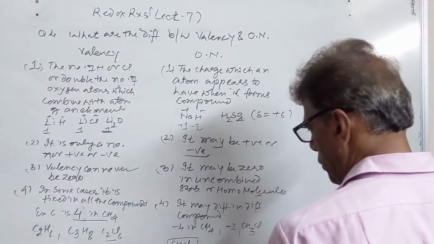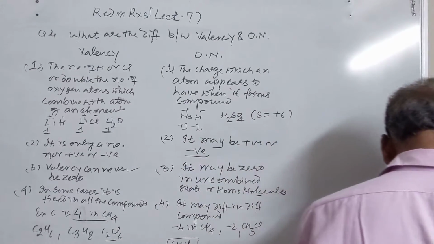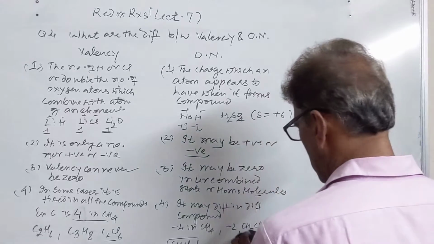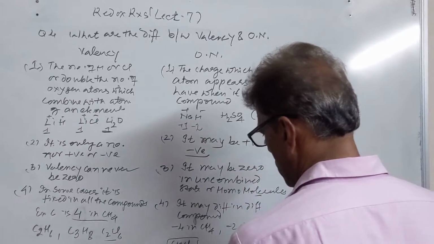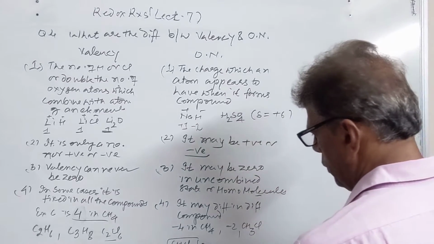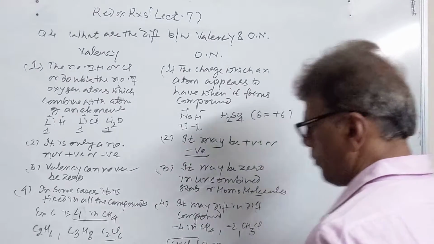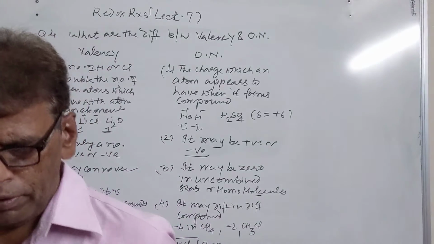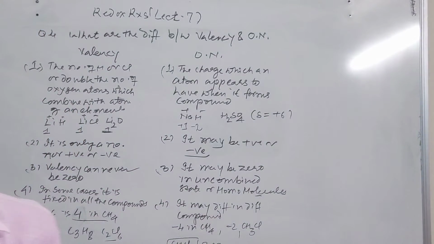Let us calculate the oxidation number of carbon. In this case that will be 0. In CH2. Then we have the next point.